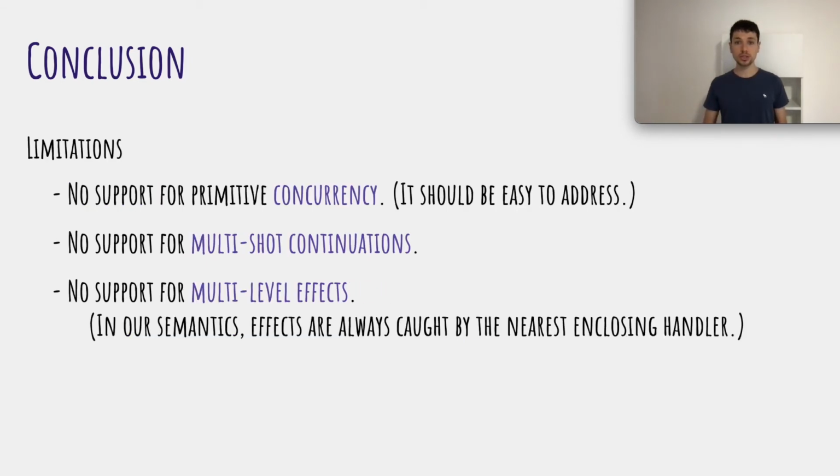What are some limitations of our work? One limitation is that we do not have primitive concurrency. We think that it should be easy to address, but we don't have it at the moment. We also haven't figured out yet how to reconcile both multi-shot and one-shot continuations in the same system. Moreover, there is a simplification in our semantics where effects are always caught by the nearest enclosing handler. And that's of course a simplification that we would like to address.